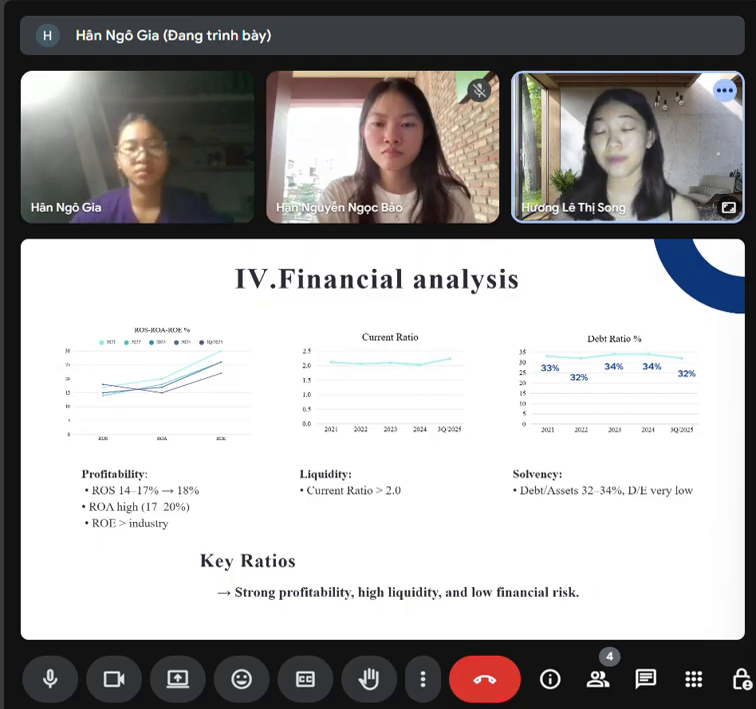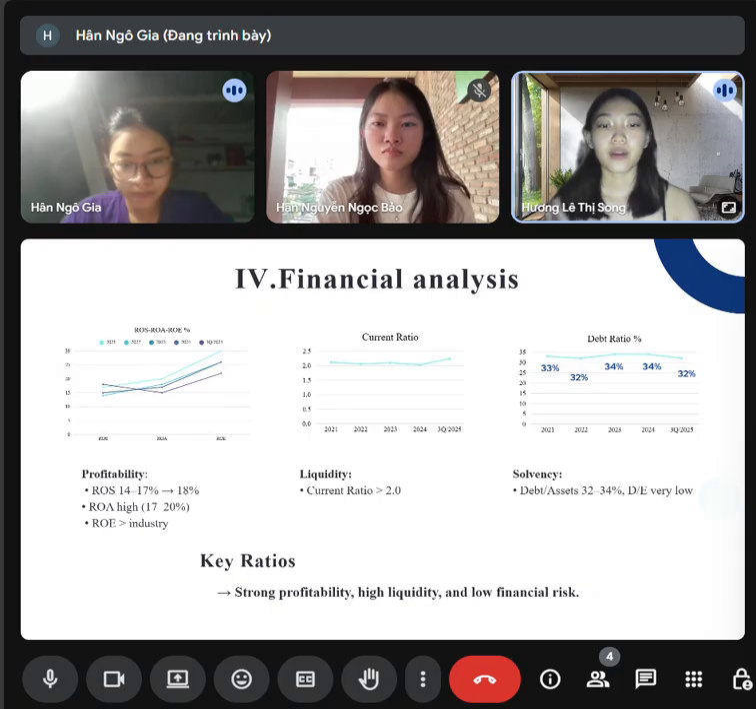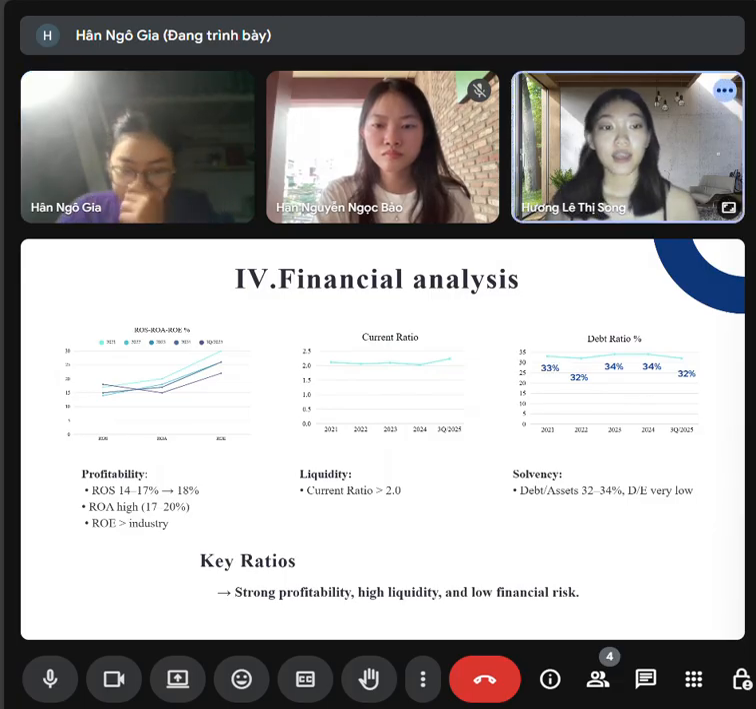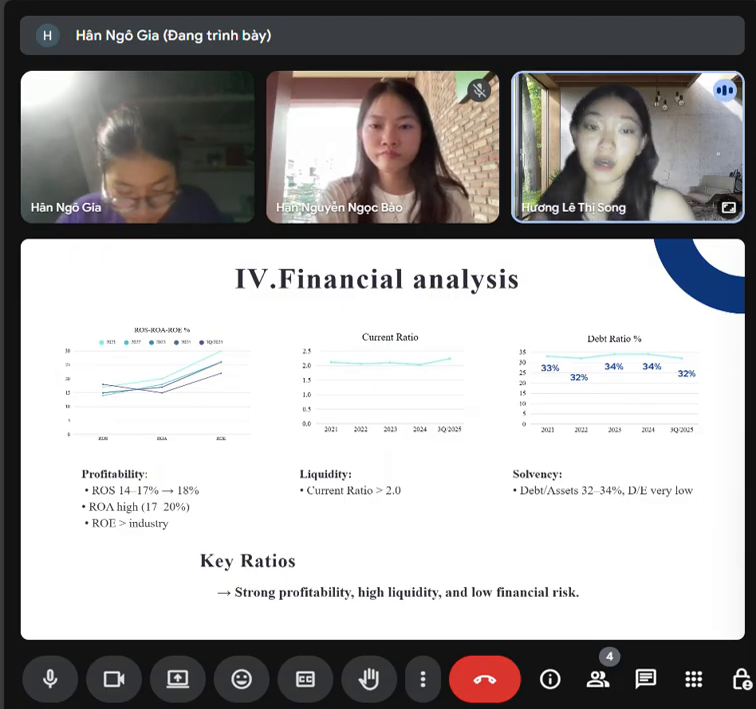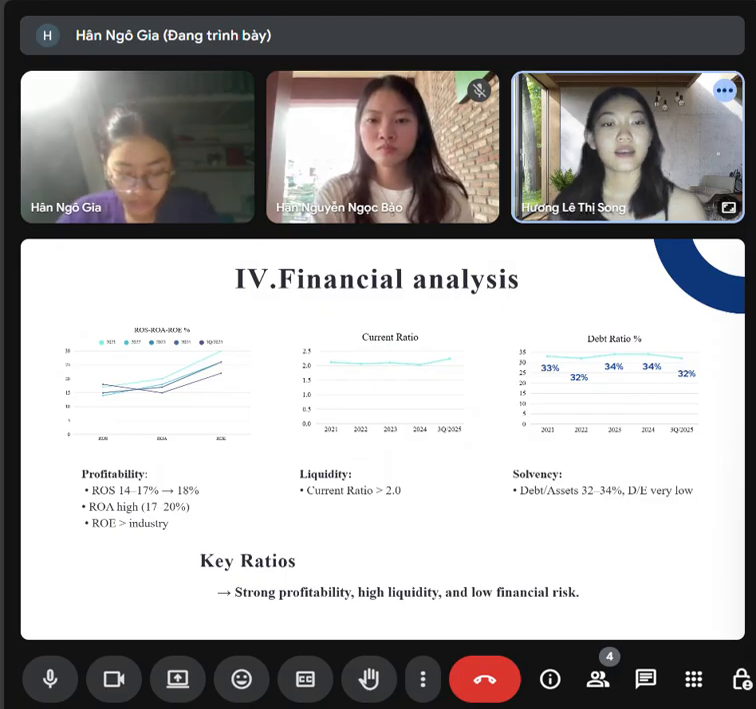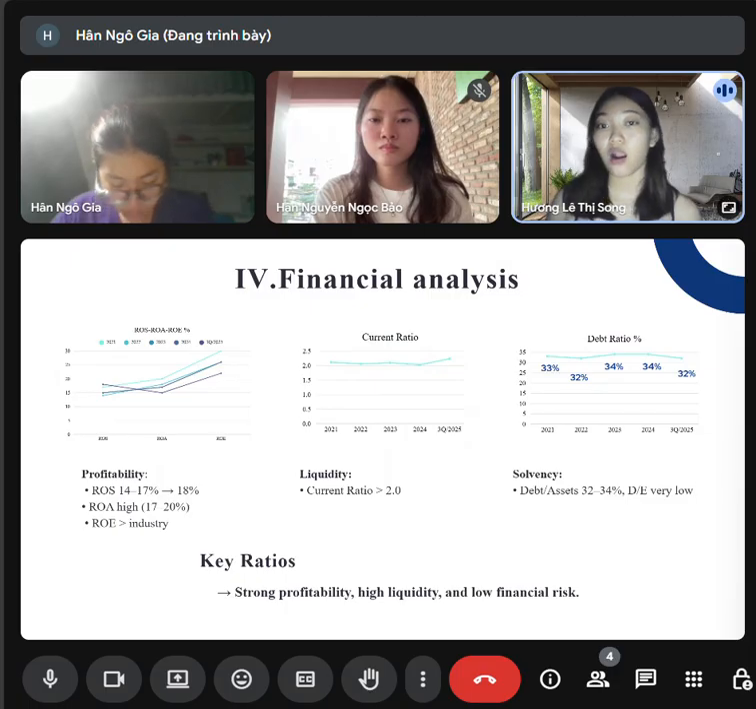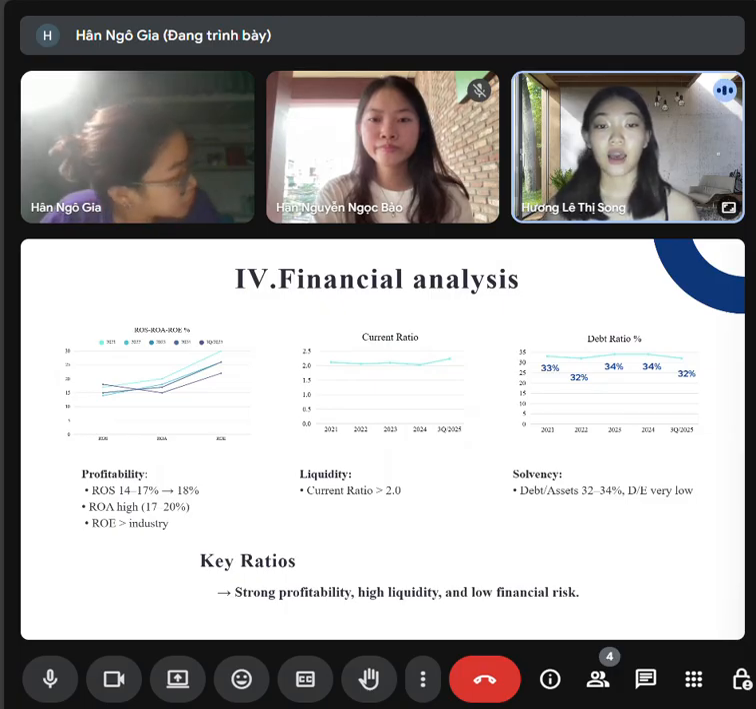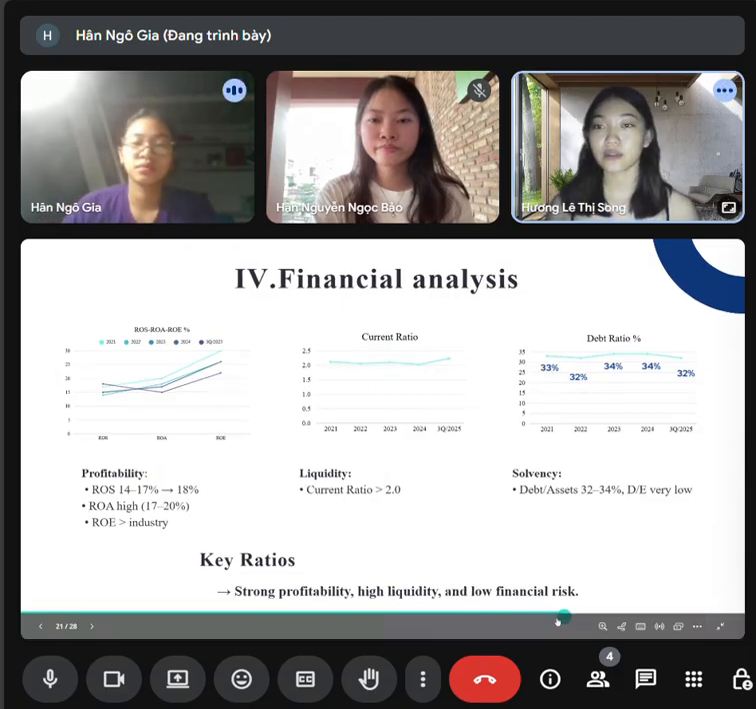We have three slides about profitability, liquidity, and solvency. ROS means return on sales. It demonstrates improving profit margins. ROA is at a high level, indicating that assets are being used effectively. ROE, which means return on equity, is also at a level higher than the industry level.